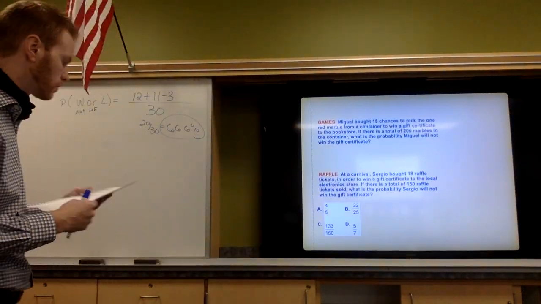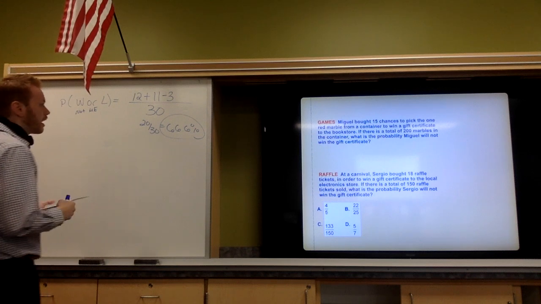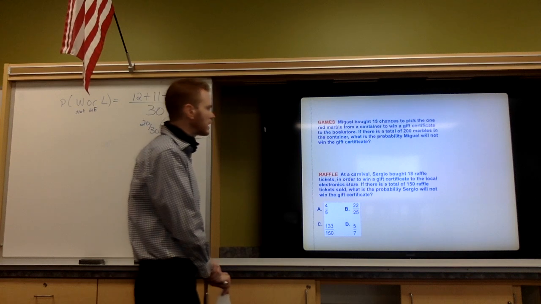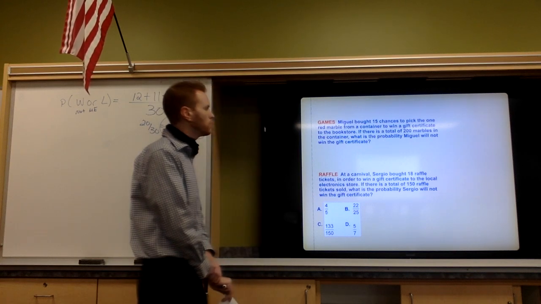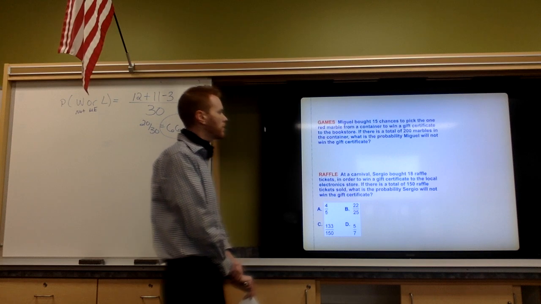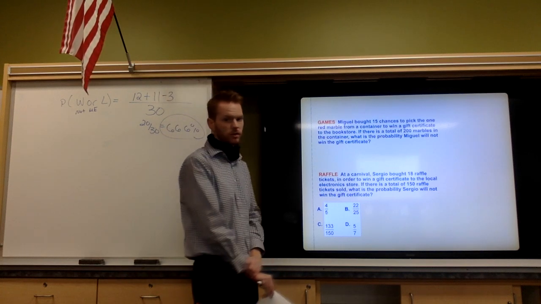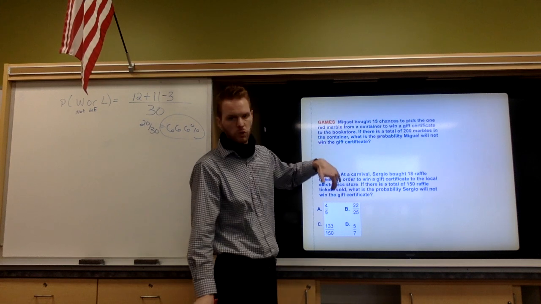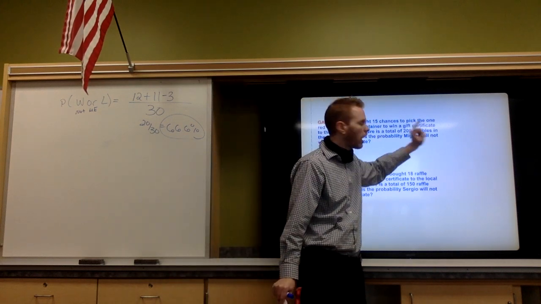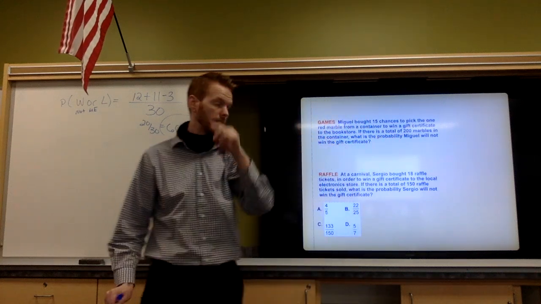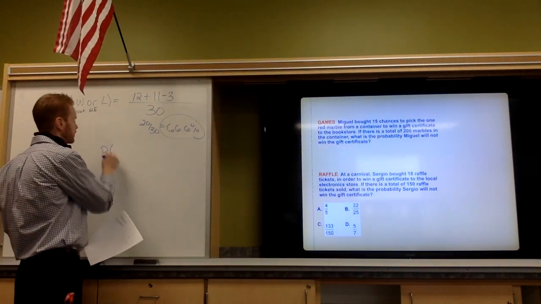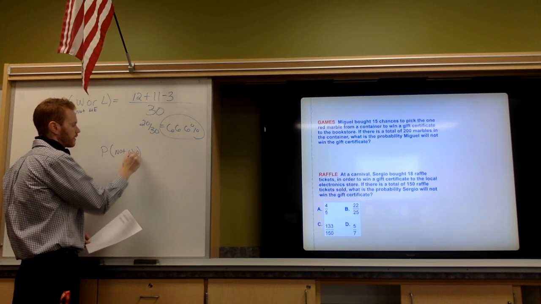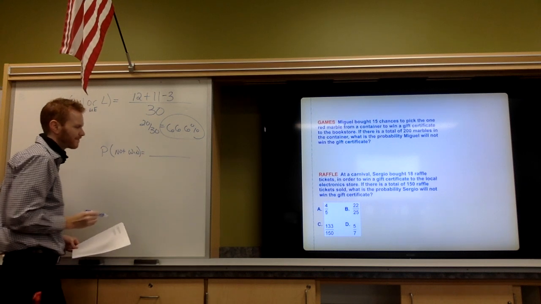So we get these last two problems that we're going to try out. Miguel bought 15 chances to pick the one red marble from the container to win a gift certificate from the bookstore. There's 200 marbles in the container. What's the probability that Miguel will not win the gift certificate? Now, we usually say, what are the odds of him winning? 15 out of 200. But now we're saying not. Okay? So what does that mean? So that's the complement, something not happening. So not winning. Sorry, Miguel, you're not winning this time.